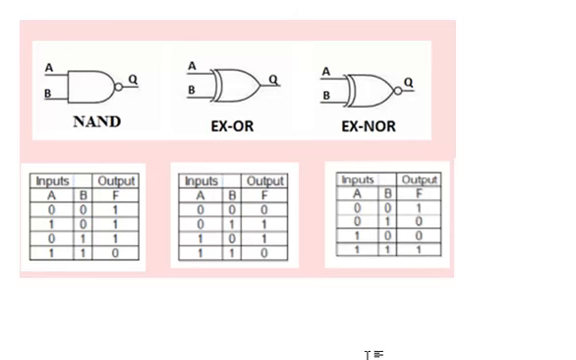Look at the case of the XOR gate. In the XOR gate, whenever we give different inputs, that is a 0 and a 1 or a 1 and a 0, the output we get is 1. While when we give the same inputs, 0 0 and 1 1, the output we get is 0 in both the cases.